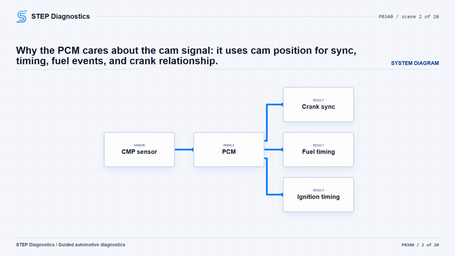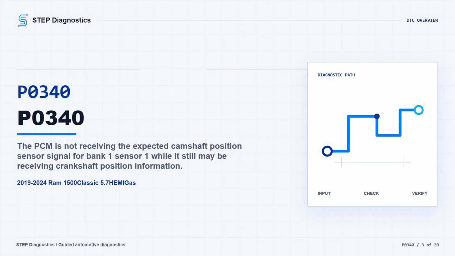The broad fault areas are electrical supply, signal and ground circuits, connector quality, sensor mounting or target wheel issues, oil-related cam phaser effects, the cam sensor itself, and, at the end of the diagnostic path, the PCM. Start with the basic system checks, then keep this diagnosis structured. This code is not a parts call until the circuit and mechanical checks point you there.